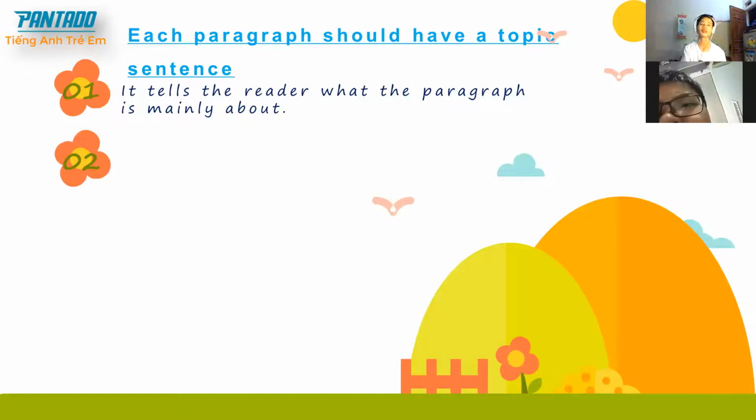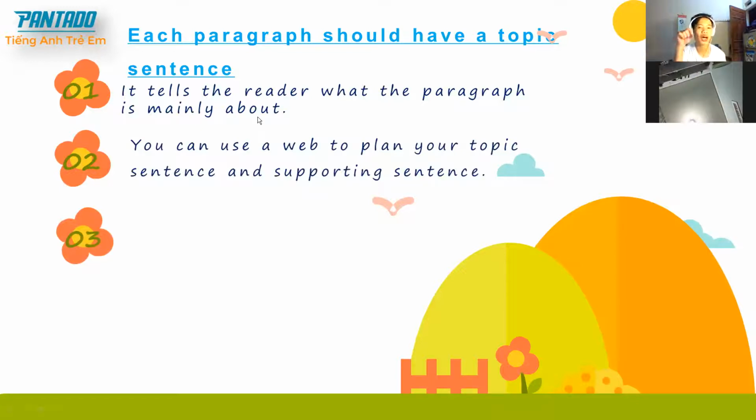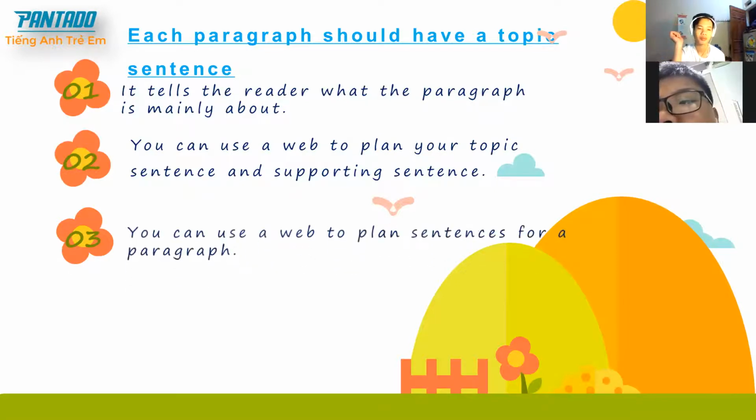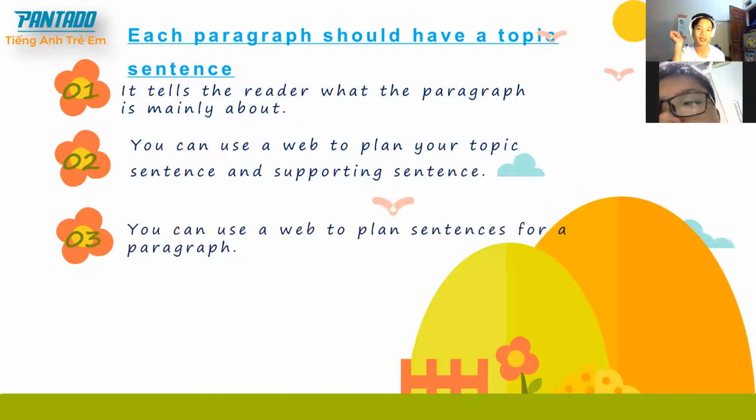Did you understand it? Yes. The topic sentence tells the reader what the paragraph is mainly about. You can use a verb to explain your topic sentence and supporting sentence. And you can use a verb to plan sentences for a paragraph. All right, let's write it down. So this is a three main topic sentence.